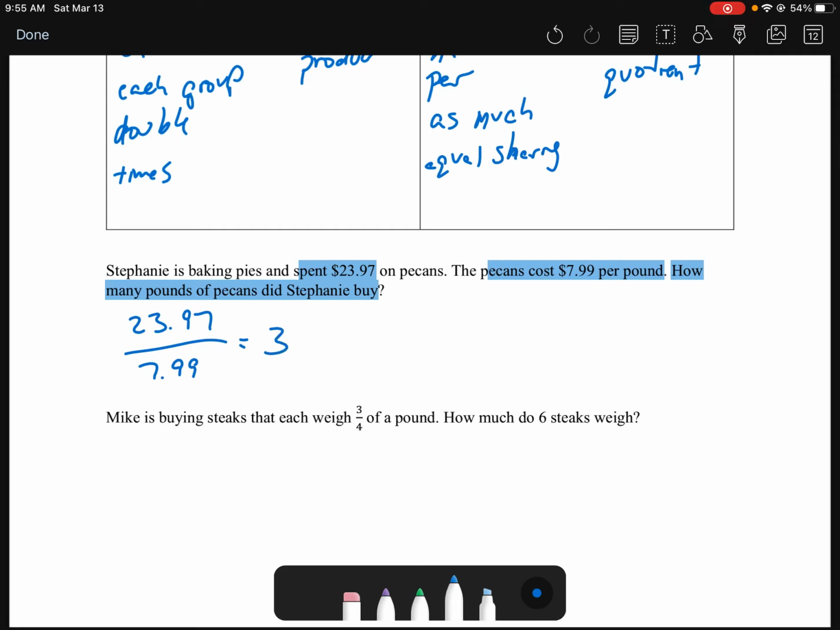You should get 3. However, going back to the question, are we actually answering it? How many pounds did Stephanie buy? Stephanie bought 3 pounds.